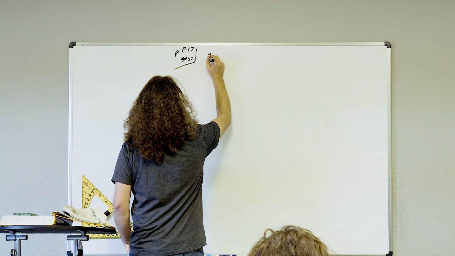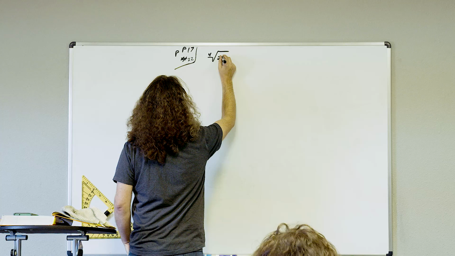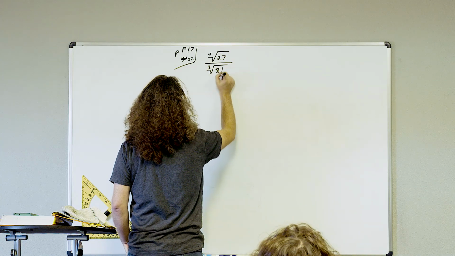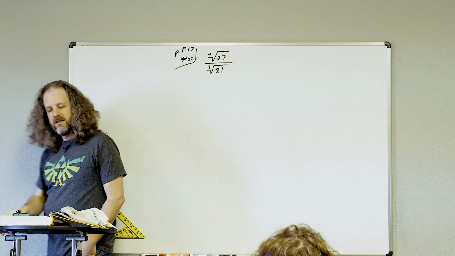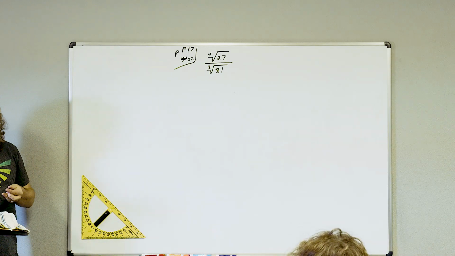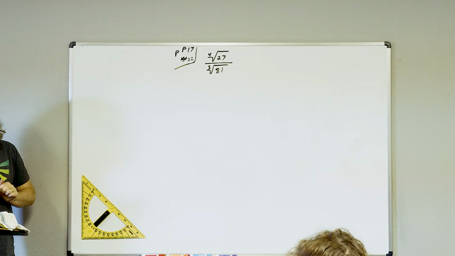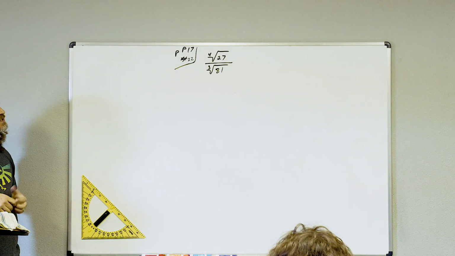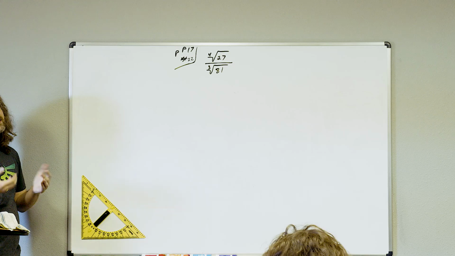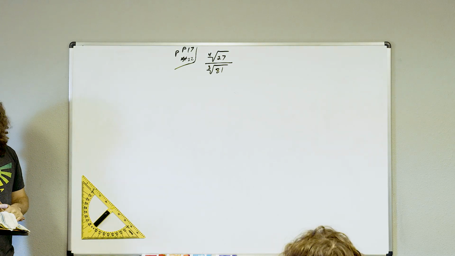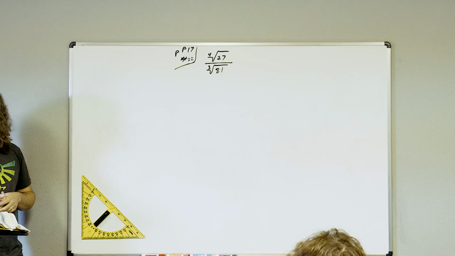Over the cube root of 81. All right, so 2 problems. One, we don't like roots in the denominator. Number 2, we have to simplify and smoosh stuff together. In order to do that, we really need bases to be the same. We've got a 27 and an 81. Those are not the same number, so we need to turn them into the same number. How can we do that?